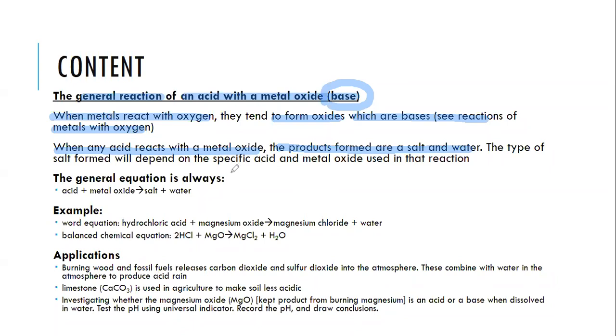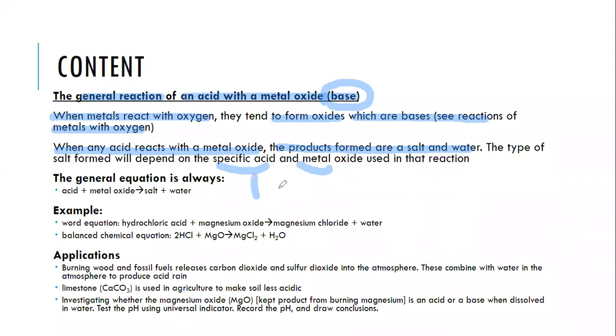So what we mean by this: the bonds are broken in the reactants on the left-hand side. When the acid and base go into reaction, new bonds are formed and new substances are formed. That's what we call a chemical reaction. So to understand what kind of salt is produced and what the name of the salt is, we need to refer to the acid and the metal oxide that go into reaction.